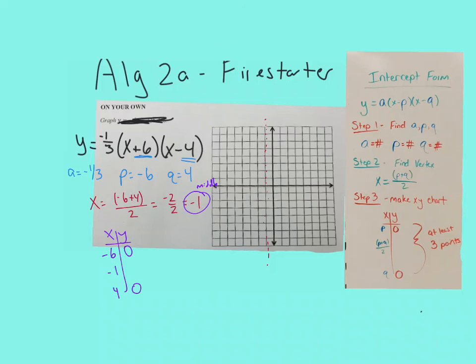Now I'm going to plug in -1. So I'm going to say y equals -1/3 times -1 plus 6, -1 minus 4. I get negative 1/3 times 5 times negative 5. So I get negative 1/3 times negative 25. It's going to give me 8 1/3. So 8 1/3 positive. And that's okay. I just left it as 8 1/3. Sometimes you have to deal with a fraction, guys. And that's the only thing I can do is deal with that.